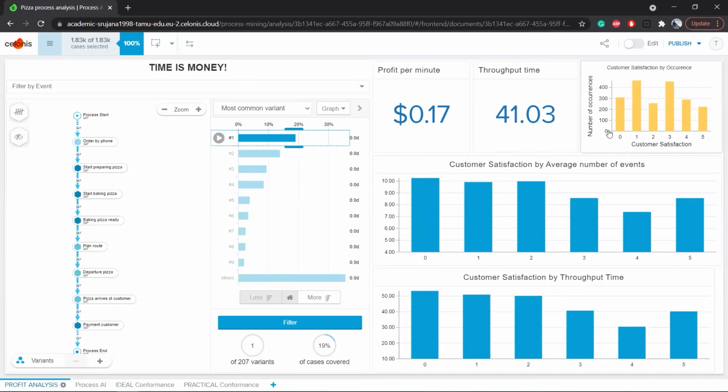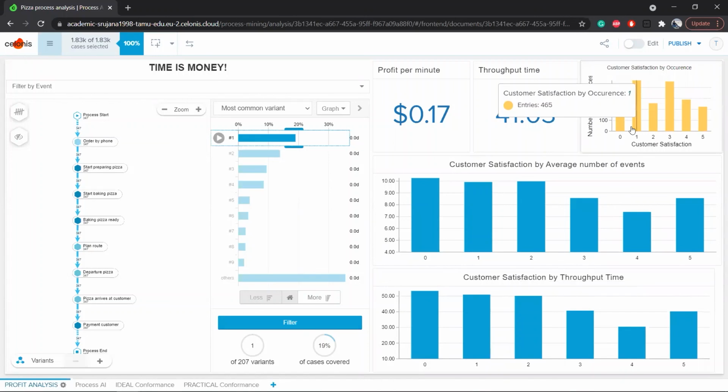It's very evident from these graphs that if you reduce the number of events, it's definitely going to help you, especially if it's as high as 10 or more. And similarly for throughput time, if it's more than 50 minutes, it's never going to be a good experience for any customer because the pizza is cold, which means you do need to cut on time.